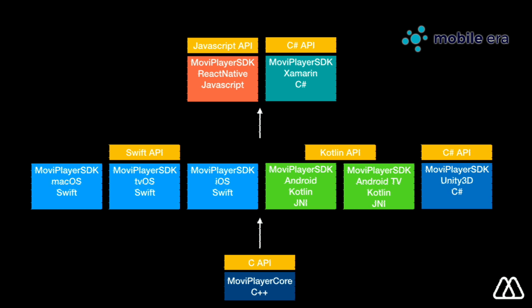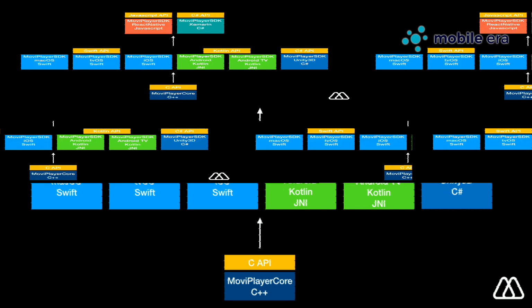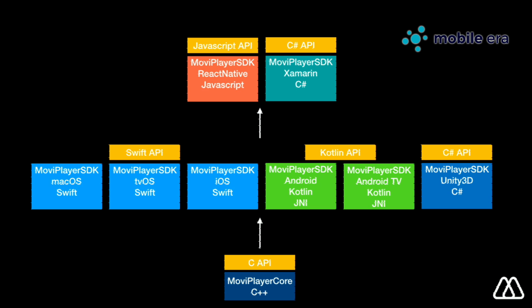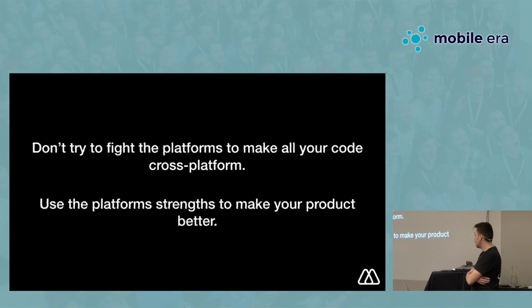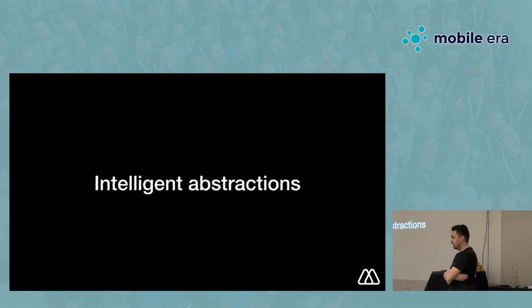So yeah, the next part is going to maybe feel a bit contradictory, since I'm all about cross-platform development, keeping maintenance low, keeping code base low. And this is kind of a principle that we have at Movi. Don't fight your platforms to force all your code to be cross-platform. Use the strengths of each platform to make your product better. Okay, so how do we do this? We basically use intelligent abstraction layers on top of our native components. So I'll run you through a few examples.